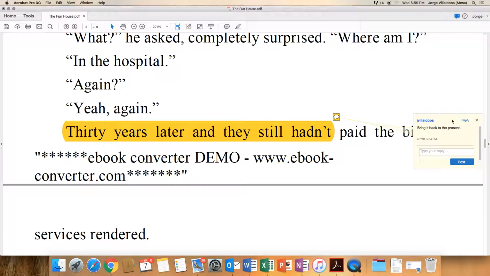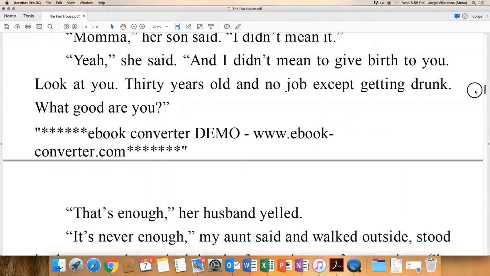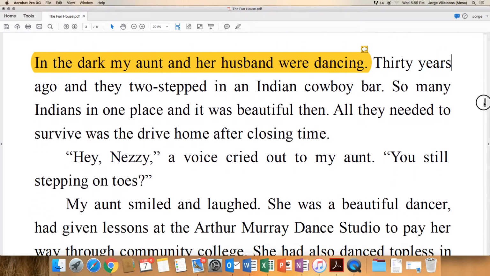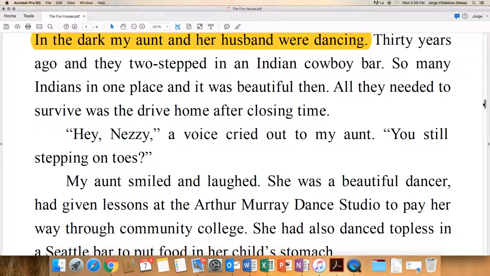So if you look at how it is structured here, there's a really good moment when there's this interaction between the husband and the aunt, and then they go more in depth about the relationship they had with this particular flashback, where they go through this traumatic moment, which is the accident.